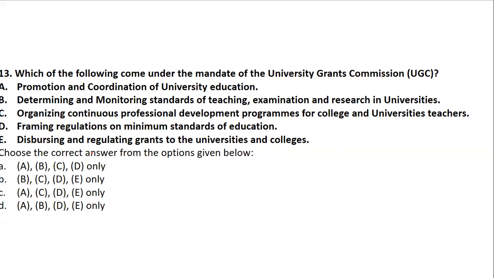Option A, promotion and coordination of university education, yes, that falls under the mandate of UGC, no doubt. Then monitoring the standards of teaching, examination, and research, yes, it also comes under the mandate. Organizing continuous professional development is not under UGC, but it is with the respective institution. That does not fall under UGC. Framing regulations on standards of education, yes, it is a part of UGC. And disbursing and regulating grants to universities and colleges also comes under the part of what?